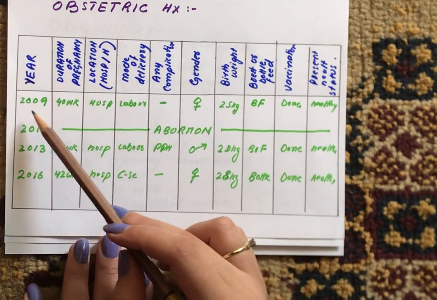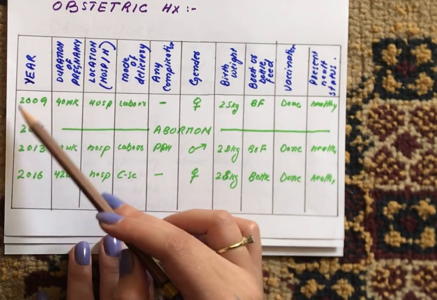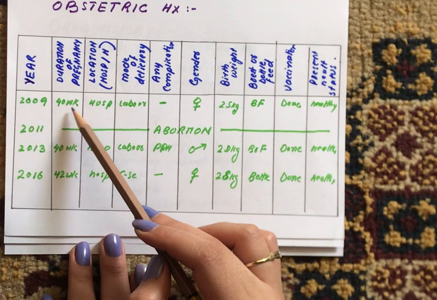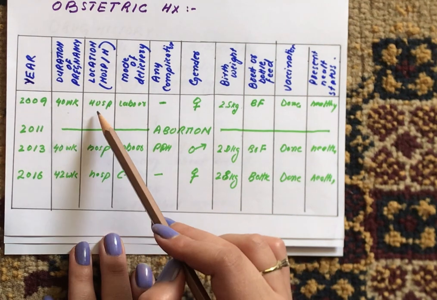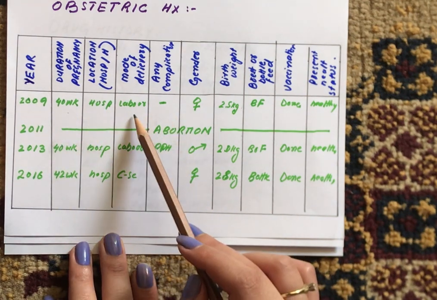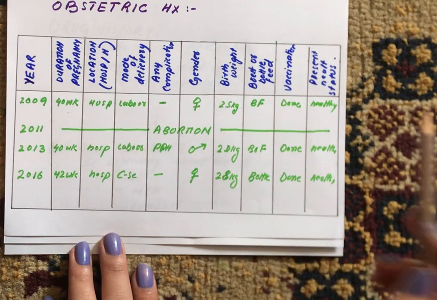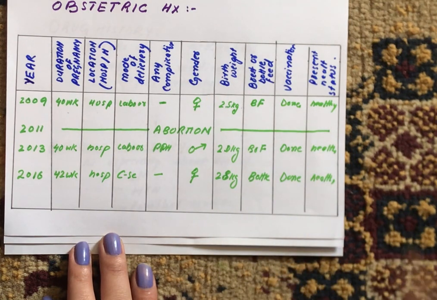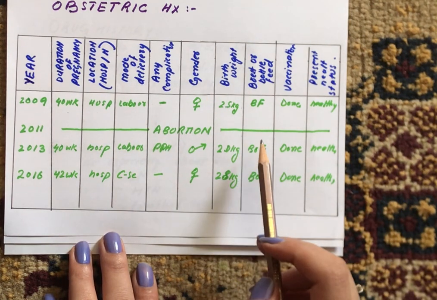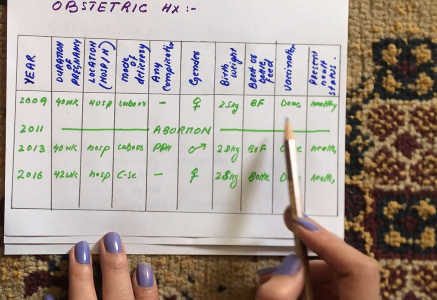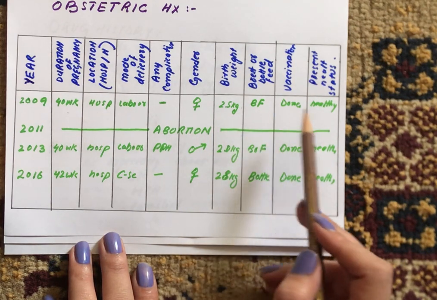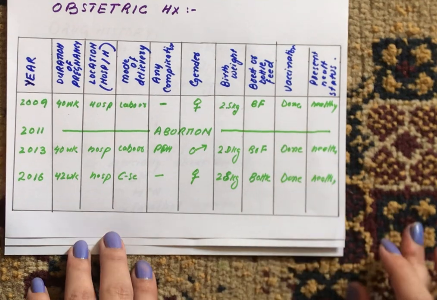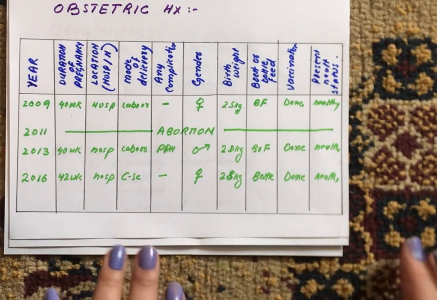For example, the patient says that her year of delivery was 2009 and duration of pregnancy was 40 weeks, and it was in hospital. The mode of delivery was normal vaginal delivery, and gender was female. Birth weight was 2.5 kg and was breastfed, and vaccination was done, and the present health status is that the child is healthy.